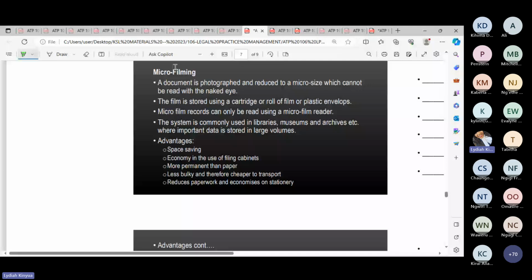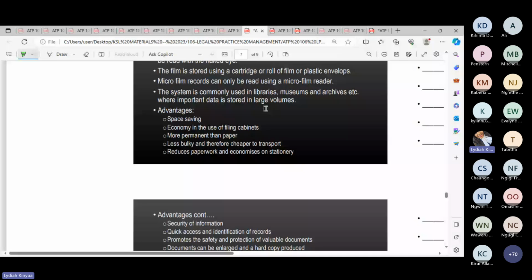You can get some way of remembering. Microfilming: you photograph a document and then you put it in micro size. You cannot read with a bare eye. So it's used in labs, museums, archives, where important data is stored in large volumes, and therefore you don't even have space. So you reduce it into micro sizes and store it in a computer, probably.